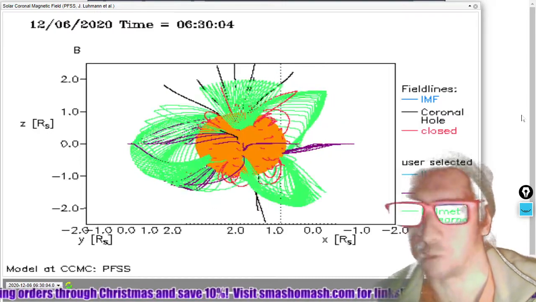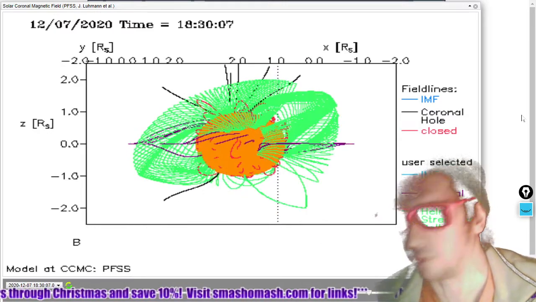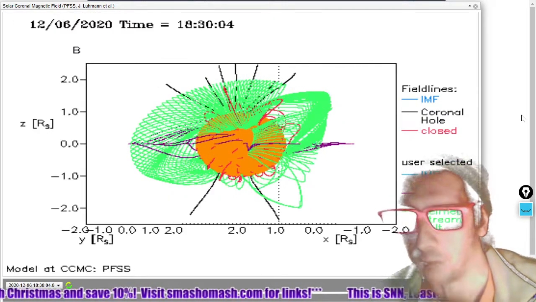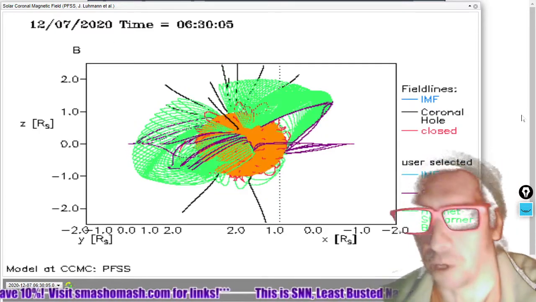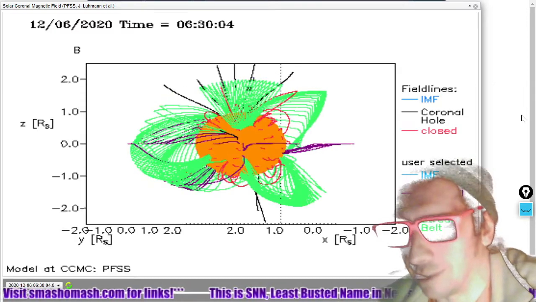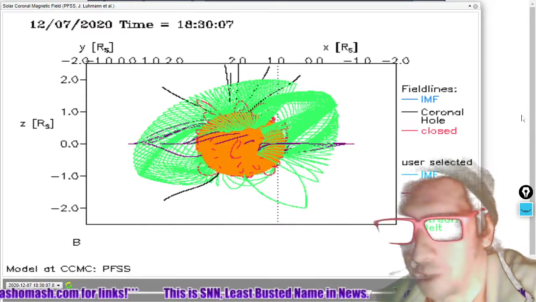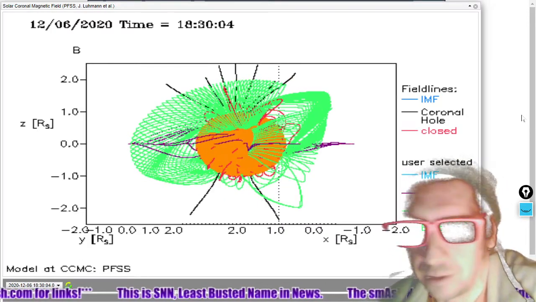And last but not least, we're going to look at magnetic field plots. Here's the magnetic field of the solar corona, and you can see it's looking quite chaotic here. Closed potential field force lines shown in pink.